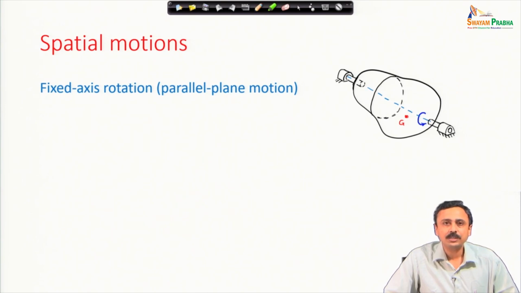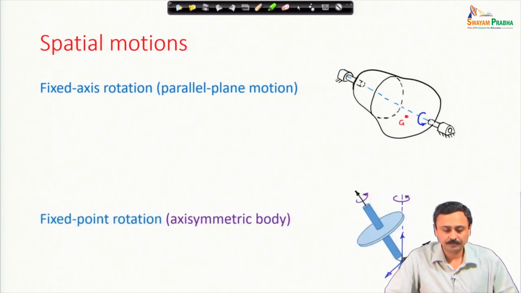Spatial motions can be considered to be essentially 2 types, where at least there is a fixed axis, which is called a fixed axis rotation, or it is also known as parallel plane motion. It might seem that this is very similar to planar kinetics which we have studied, but it is not, as we are going to discuss very soon.